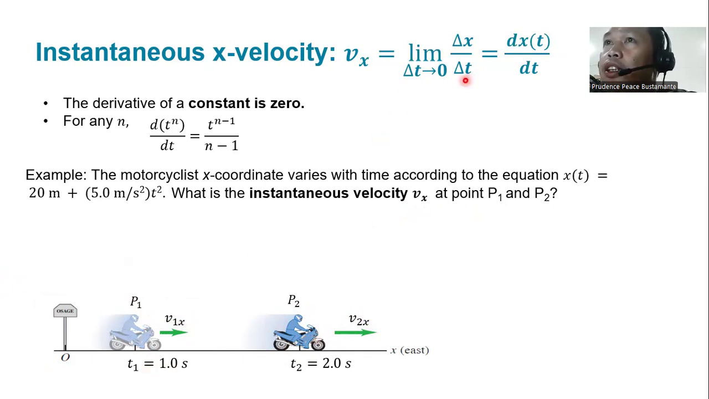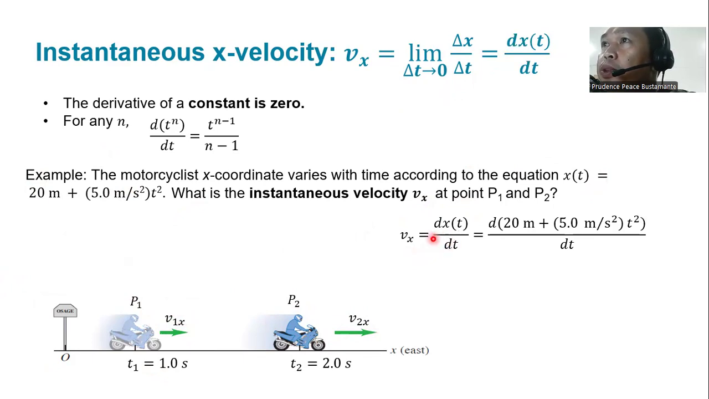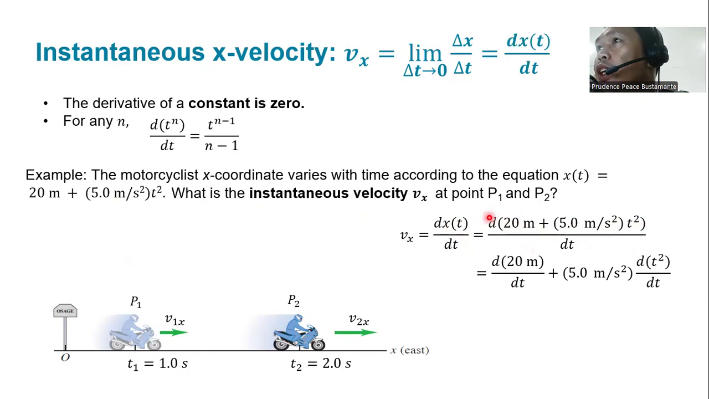So the formula here is that if this is the position function, position as a function of time, we can derive that one. The derivative of this position with respect to time is equal to the instantaneous velocity. So here, our x of t is 20 meters plus 5.0 meters per second squared times t squared. So if we differentiate this, we can distribute d over dt: the first term, 20 meters, plus the derivative of the second term.